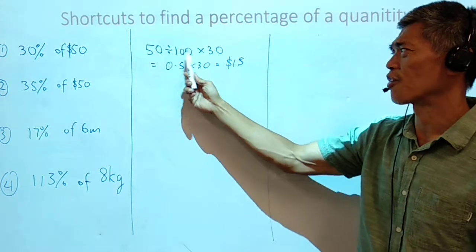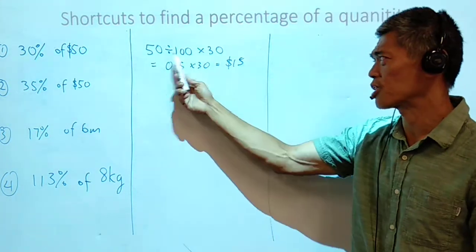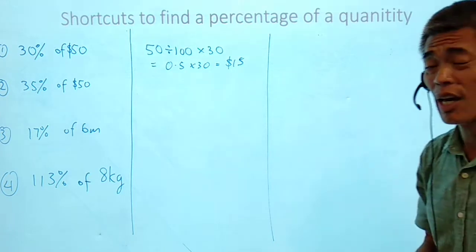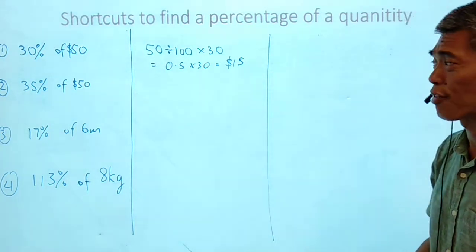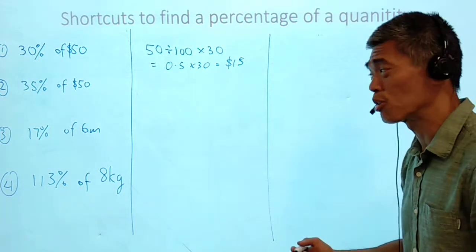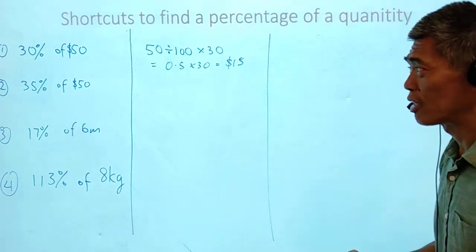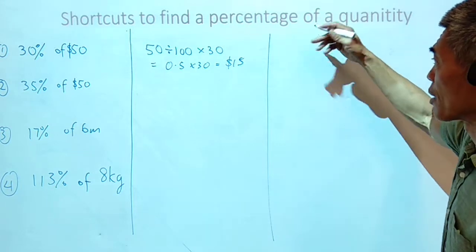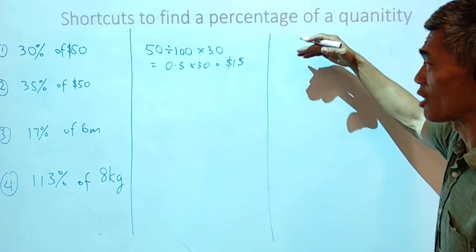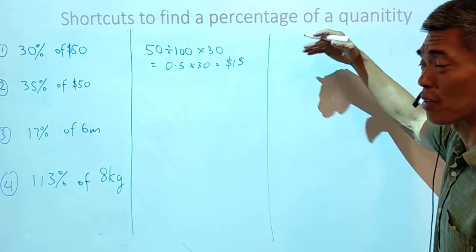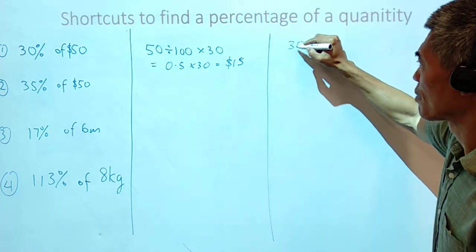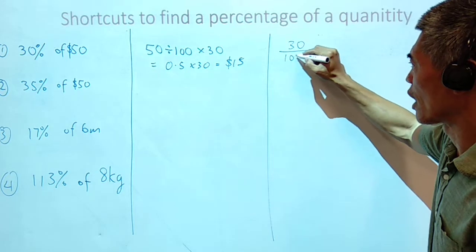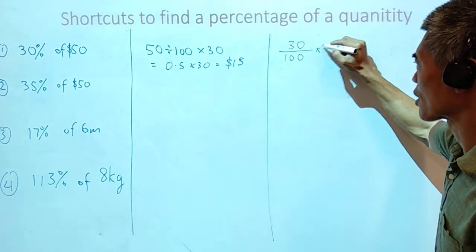It is a two-step process. Now, on the other hand, if you recognize that 30% of $50 is actually the same as 0.3 of $50, you can actually miss having to do a single step. So we're talking about, say, 30 out of 100 times 50.